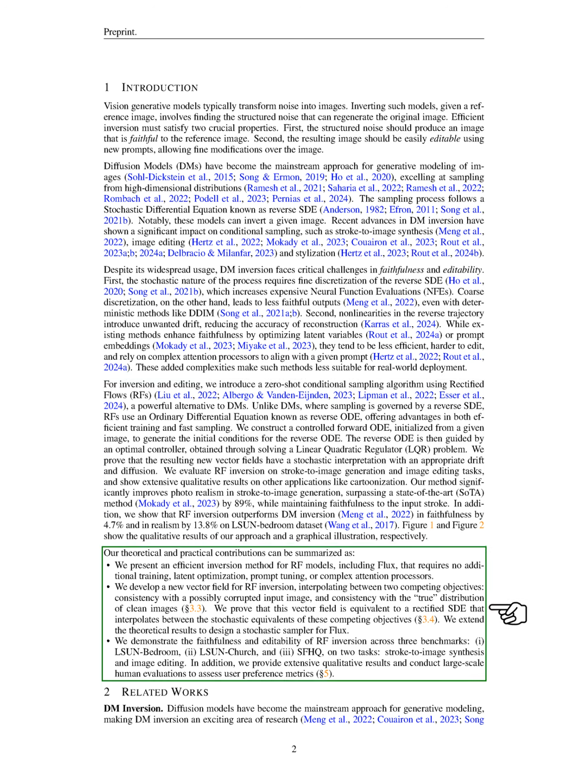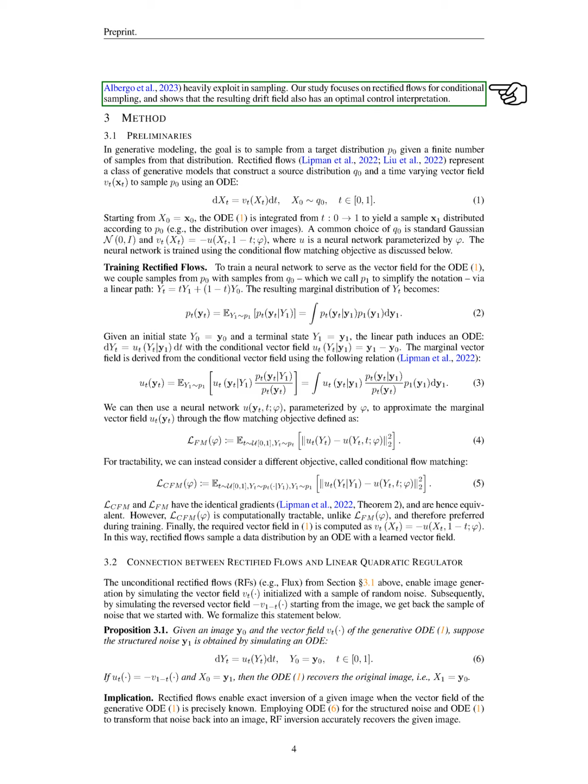We summarize our theoretical and practical contributions as follows. We present an efficient inversion method for RF models that does not require extra training, latent optimization, prompt tuning, or complex attention mechanisms. We develop a new vector field for RF inversion that balances consistency with a potentially corrupted input image and alignment with the true distribution of clean images. We prove that this vector field corresponds to a rectified SDE that balances these competing objectives.